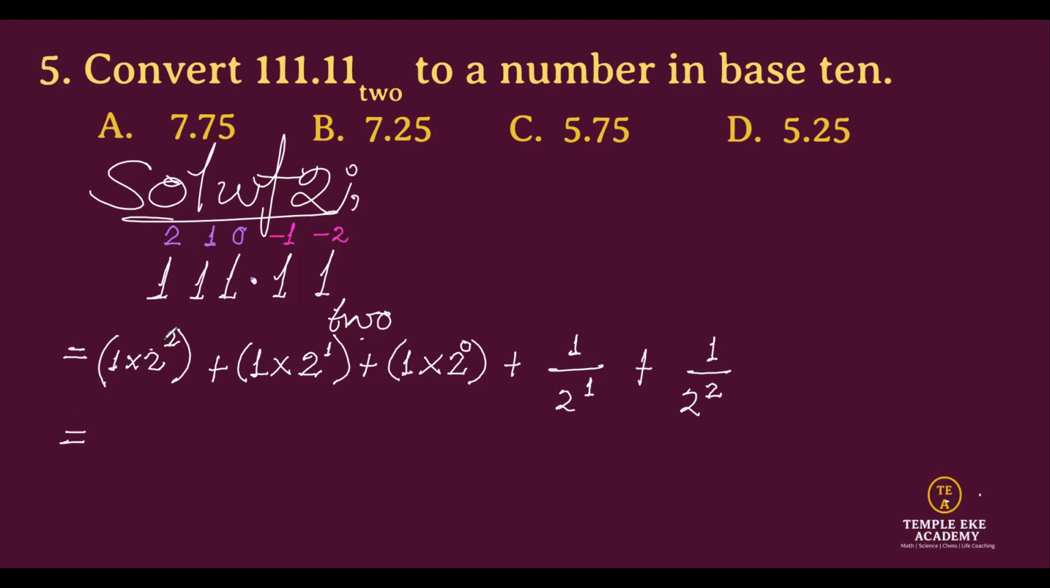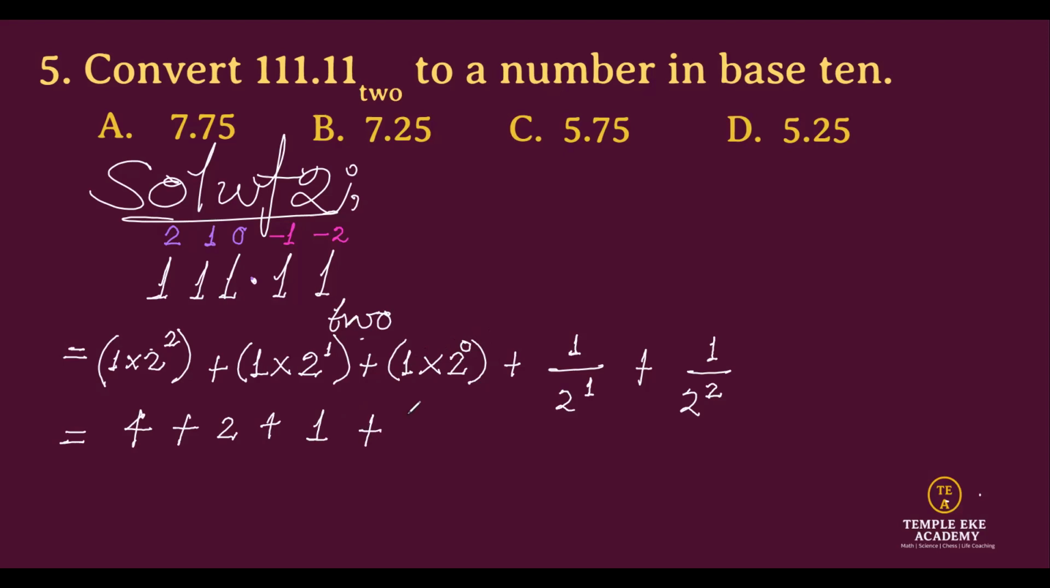2 to the power 2. To multiply itself 2 times, that's 4. 4 times 1 gives us 4. Plus 2 to the power 1, which is 2, times 1 gives us 2. Plus 2 to the power 0. According to the law of indices, any number to the power 0 is 1. And 1 times 1 gives us 1.